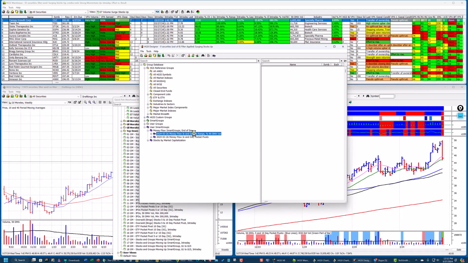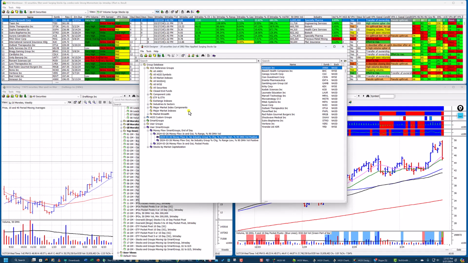Now, I have money flow in from last night, and these money flow scans do one thing. For money flow in, I'm not taking the industry group into account, but they have to be positive, and they have to be at least 50% of their daily range and above the 90-day moving average volume to be a money flow in stock, and it's just the reverse for a money flow out. So I'm currently in volume surge, stocks up.